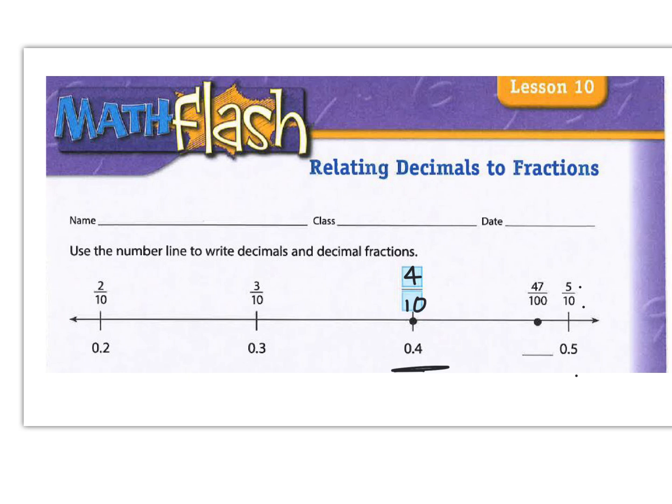Here we have 47 hundredths. Well, as a decimal, 0.47, 47 hundredths. It would be pretty close to 5/10 on the number line.